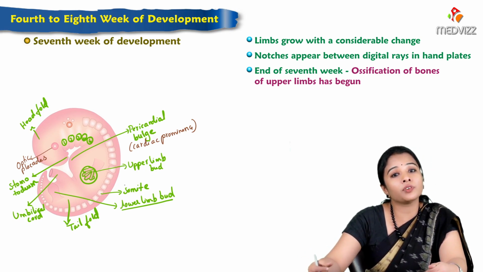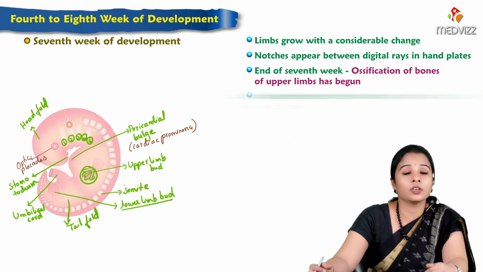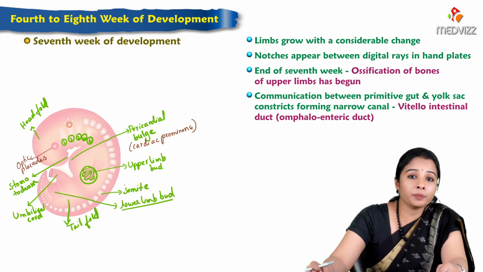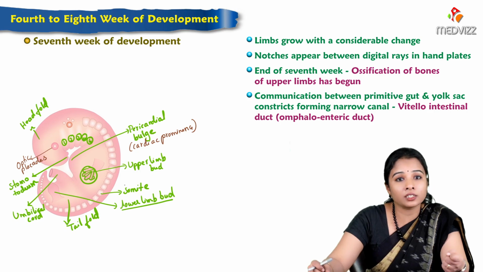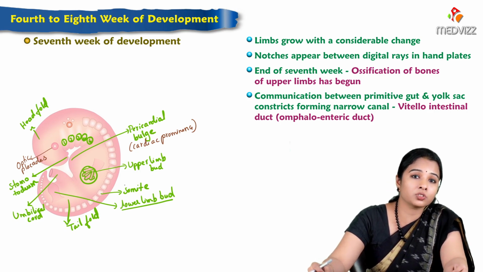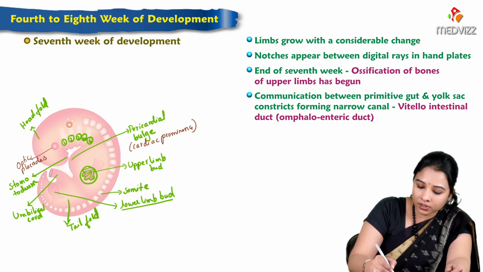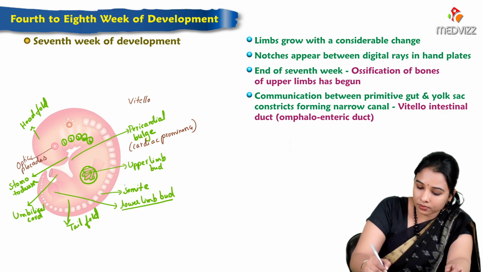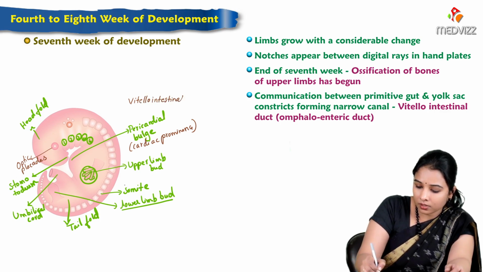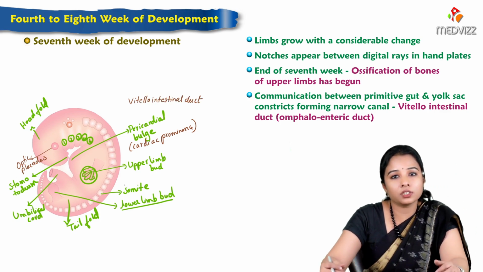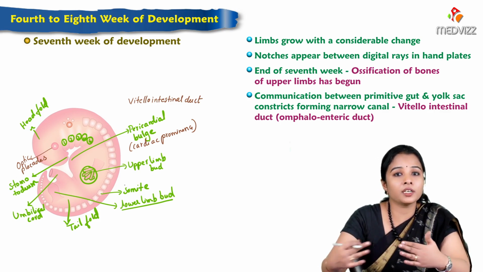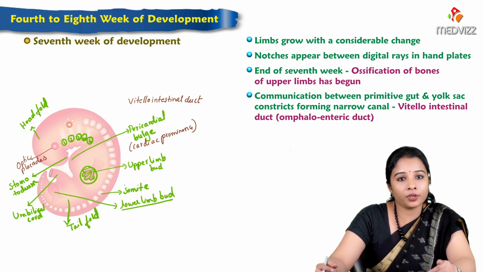The primary centers for the other bones also will appear, and the communication between the primitive gut and the yolk sac constricts to form a narrow canal which is called the vitellointestinal duct. So the umbilical cord contains the vitellointestinal duct, which communicates with the midgut, which is growing outside the embryo.